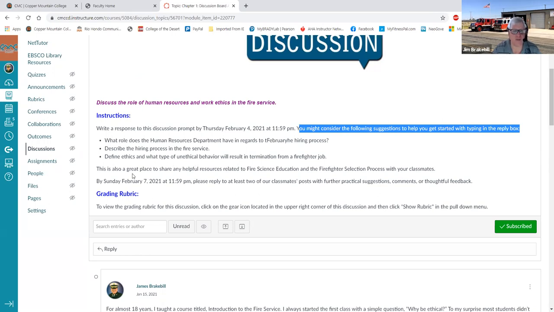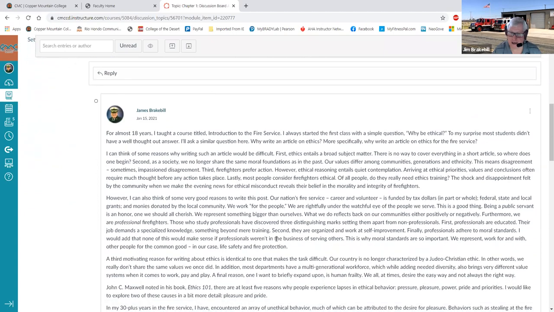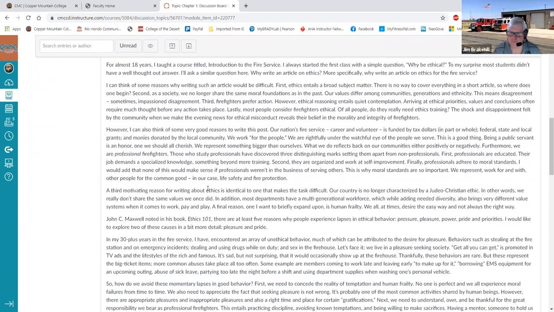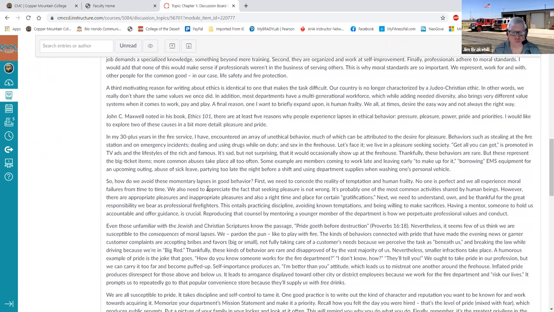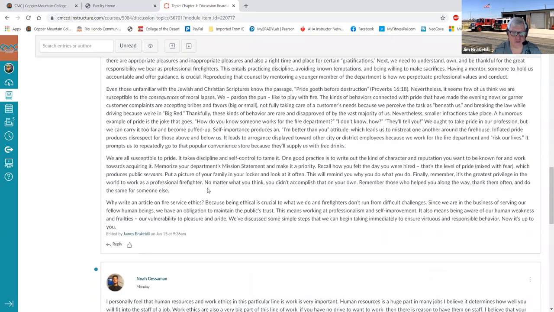Then this is the second due date. You got to have two replies by Sunday. So I gave you an example of what a collegiate post is. And you can take a look at mine. You can see the proper use of paragraphs, and it's a discussion. All right, because we want to see how well you communicate in the written form and what your command of the English language is.